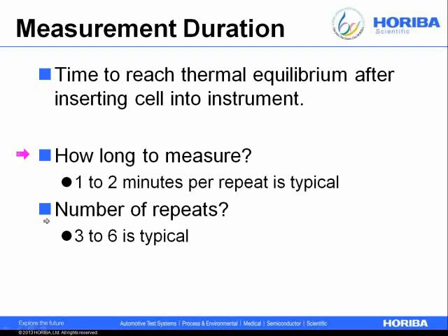Well, how many repeats? Well, 3 to 6 is typical. So I'll run 3 repeats. If I want a better idea, I'll go up to 6. And there's real basis for that.